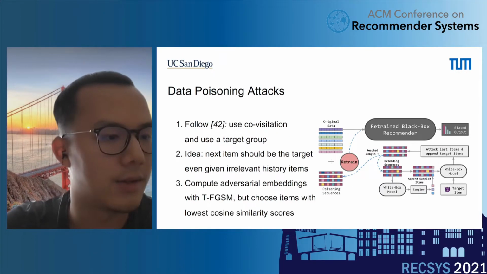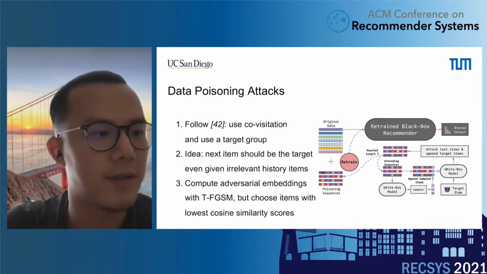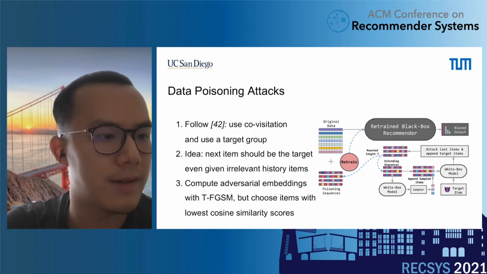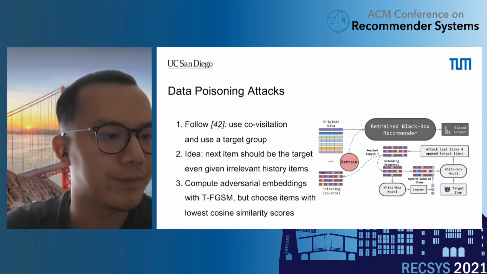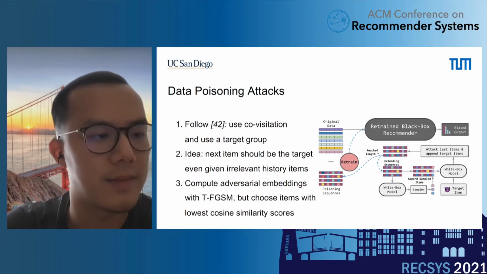And now let's go to the second setting, which is the data poisoning setting. Here we follow the co-visitation approach, namely with the item pairs, one of the common ways for data poisoning. So the item pairs are created in target and irrelevant item pairs. And by repeating such patterns, the recommenders can be biased and connect irrelevant items with the target.